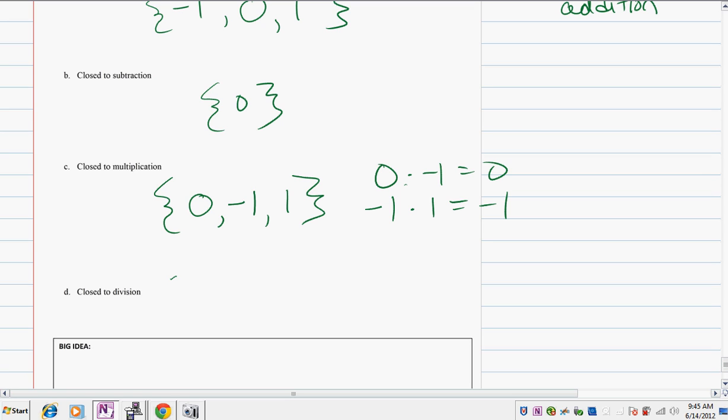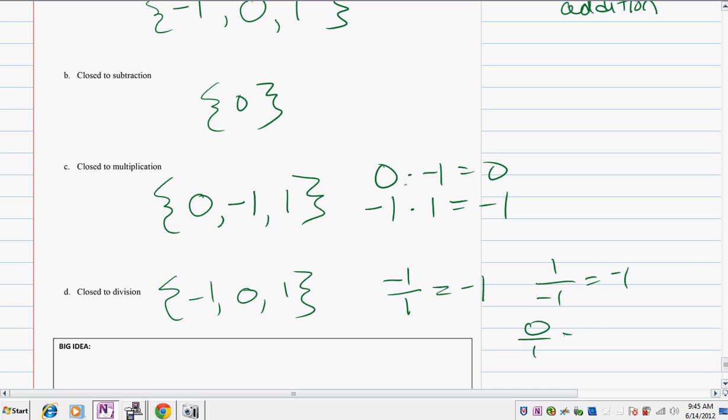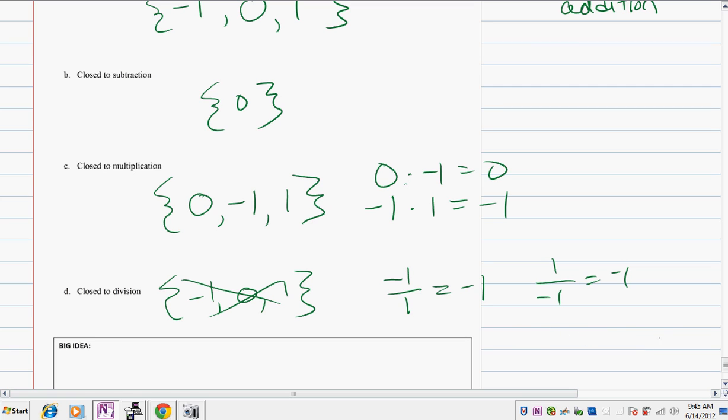Division. Does this work? Negative 1 divided by 1 is negative 1. 1 divided by negative 1 is negative 1. 0 divided by 1 is 0. 0 divided by negative 1 is 0. But 1 divided by 0 is undefined. So this is not closed under division. But this would be.